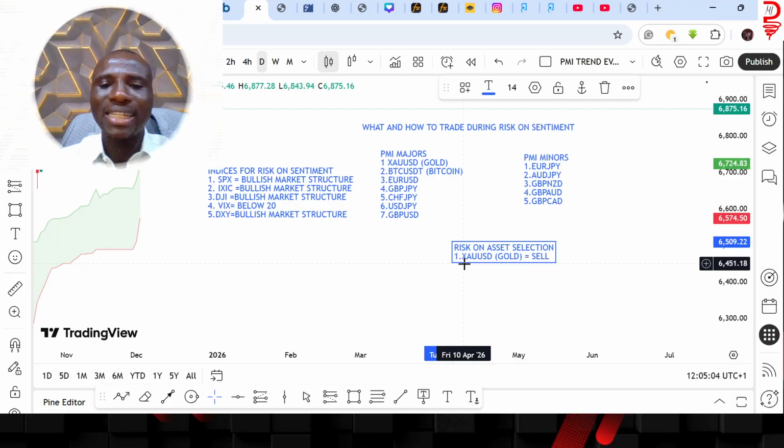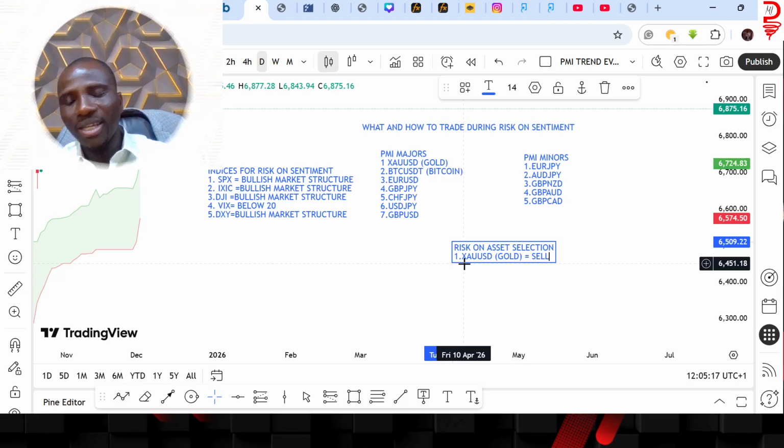This is a bias because when we get to our technical storyline, we'll now see if gold is in alignment with all our conditions. That is when we will be selling. It's not that when you have a risk on and because the bias is a sell, you will just go to gold and begin to sell.